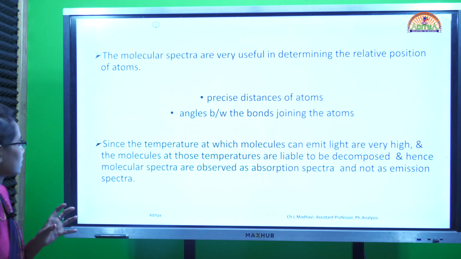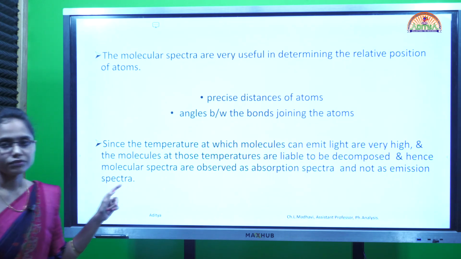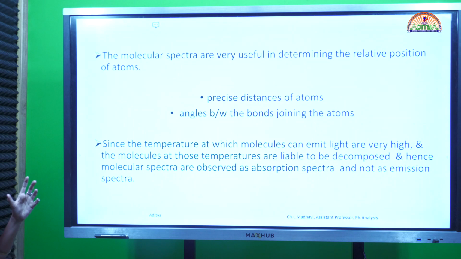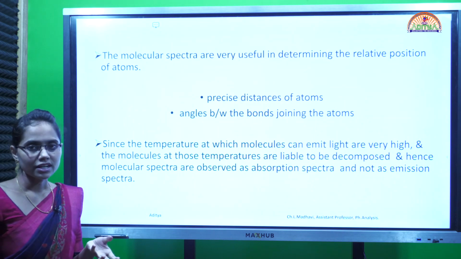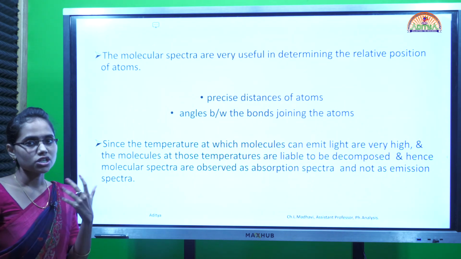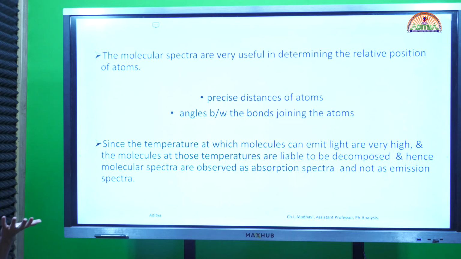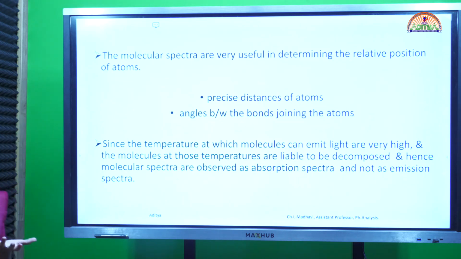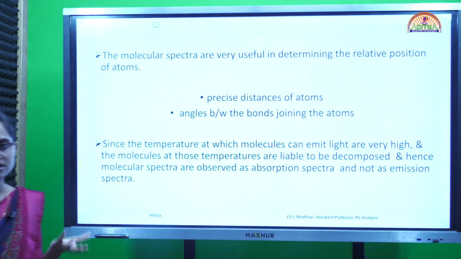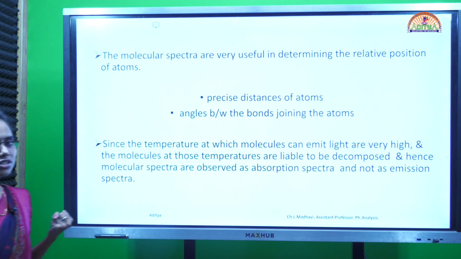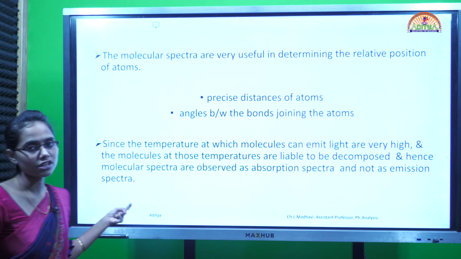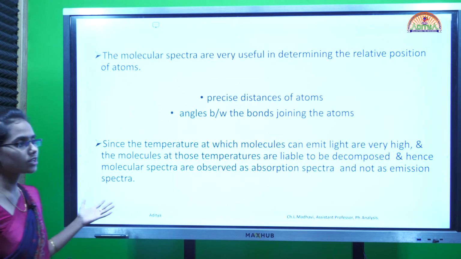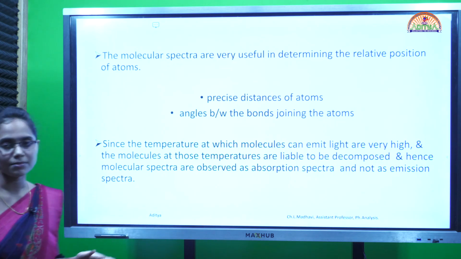But the drawback of molecular spectra is that for a molecule to emit radiation, the radiation will be emitted only at high temperatures, and at high temperatures the molecules tend to undergo decomposition. Because of this decomposition, the emission of radiation cannot be studied. Only absorption of radiation can be studied by using molecular spectra. That means in molecular spectra we only study the absorption of radiation but not the emission.